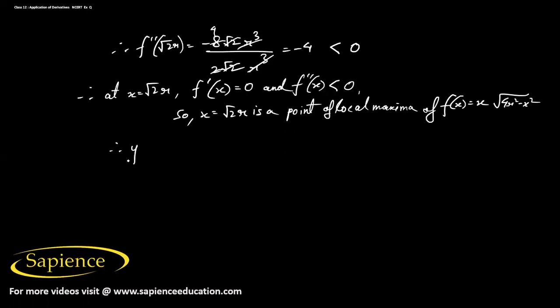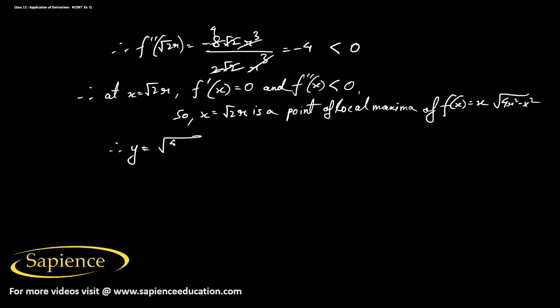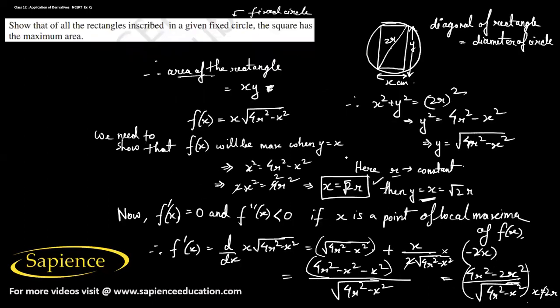So now y also, the length of the rectangle in that case, will be the square root of 4r square minus x square. So that will be equal to the square root of 4r square minus root 2r whole square, which is the square root of 4r square minus 2r square. So that will be equal to root over 2r square, so that is equal to root 2r. Y is equal to root 2r and x is equal to root 2r. So it means that x and y should be the same.